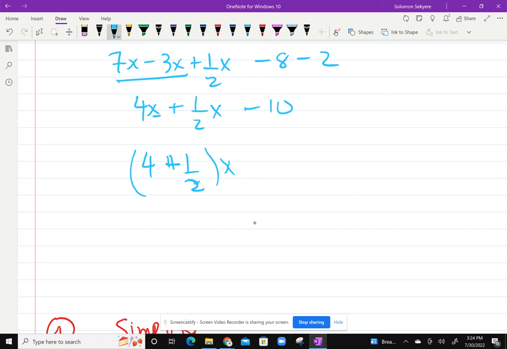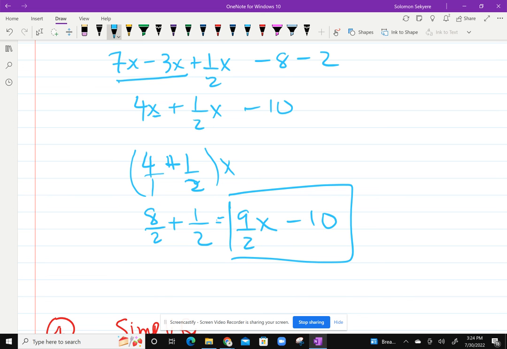Okay, 4 is the same as what? We change them to the same denominator. It becomes 8 over 2 plus 1 over 2, right? 4 is the same as 8 over 2. So 4, and then what is that? This is 9 over 2, and then you can bring your x. So don't let the variable scare you. Minus 10. This is what you end up with.